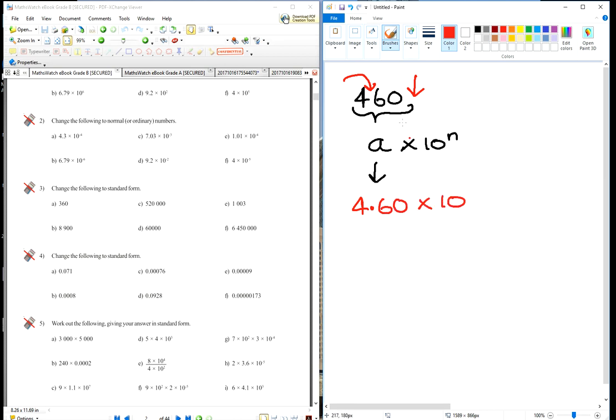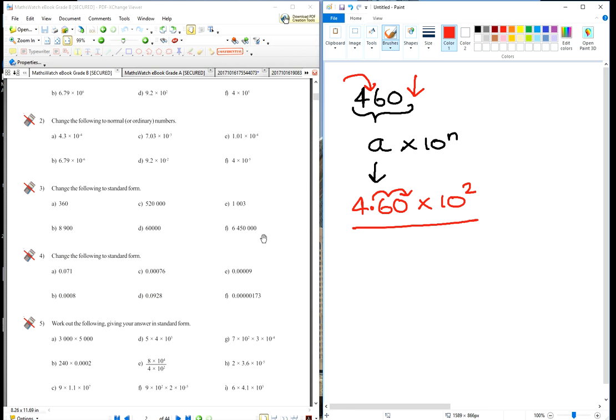Times by 10 to the, because we've got to make this number between 1 and 10. At the moment, the number says 460, so we need a number that's between 1 and 10, so it'll be 4.6. So now we need to know, how do we get the number back to where it started from? You have to do 2 jumps forward, so the n becomes 2. So that's the first one done.